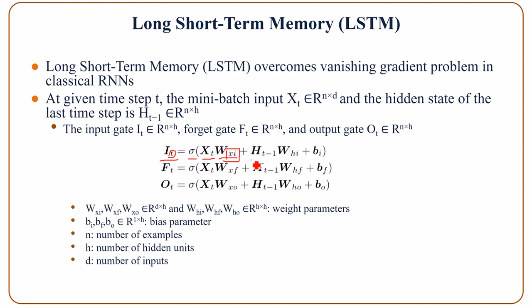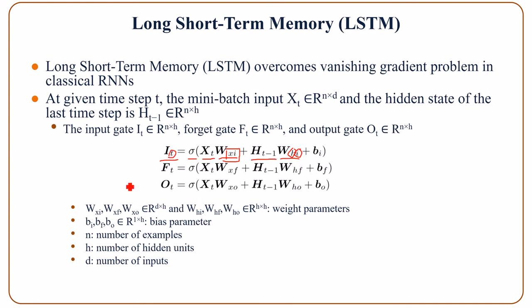The input gate also receives contribution from the previous hidden state h_t-1 via the weight W_hi. The subscript hi means this is the weight between the previous hidden state and the input gate. b_i here is the bias vector.